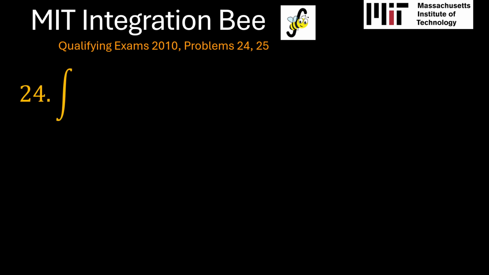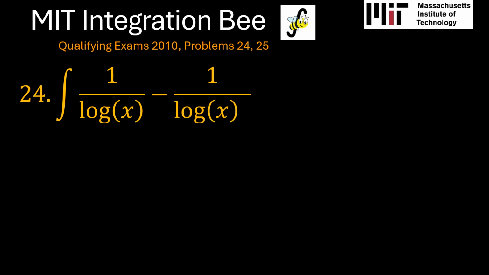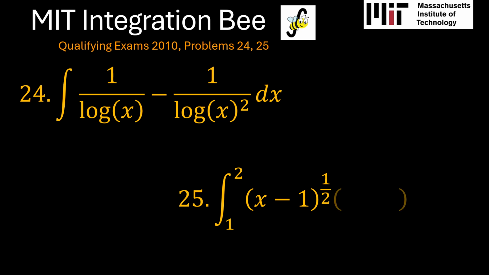Problem 24 is the indefinite integral of 1 over natural logarithm of x minus 1 over natural logarithm of x, close bracket squared. And then problem 25 is the definite integral from x equals 1 to x equals 2 of the square root of x minus 1 times the square root of 2 minus x. These are very interesting problems, and yeah, please join me in going through these problems.